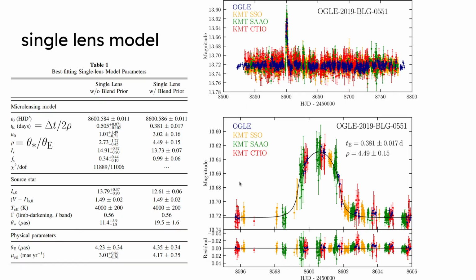So overall they get, as you can see, a very nice fit, and these are the values with the blending prior of 1, essentially no blending prior. That all of your flux comes from the source and there is no background, non-amplified flux. Okay, good.